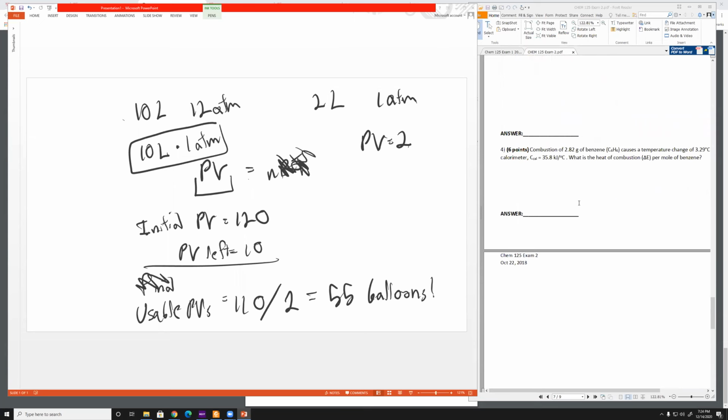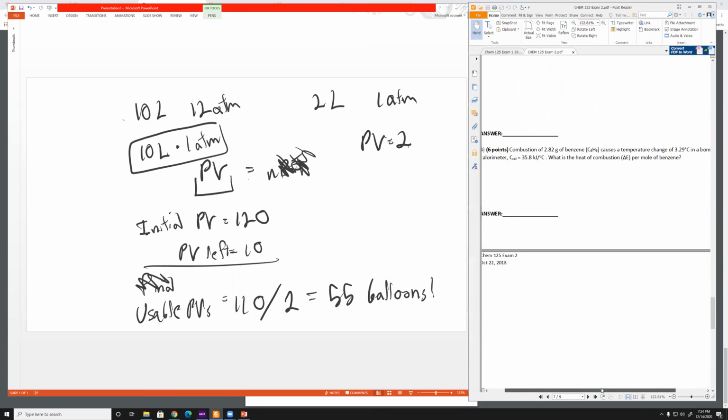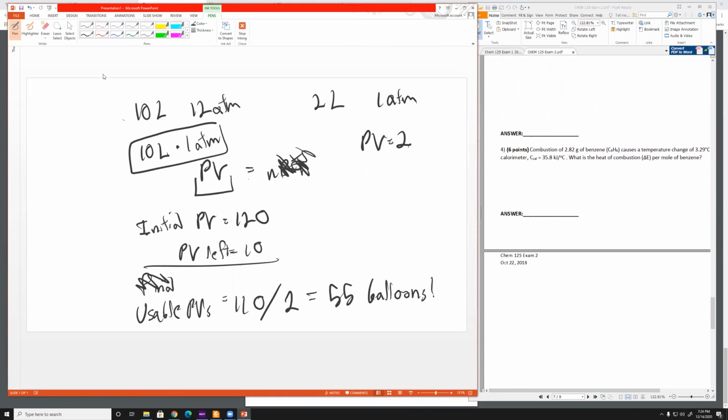Next, number 4. Combustion of that much benzene causes the temperature change of 3.29. What is the heat of combustion per mole? For this one, we're not going to go crazy, but what you can do is use your Q equals mCΔT, which is going to be given.